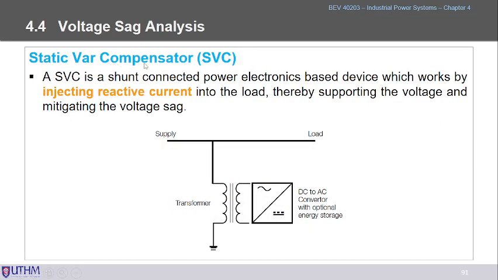And the static VAR compensator, as implied by the name, is about VAR. VAR means reactive power. This type of equipment, the static VAR compensator, always gives a certain amount of VAR into the system.